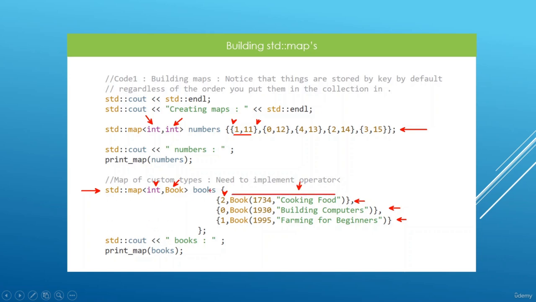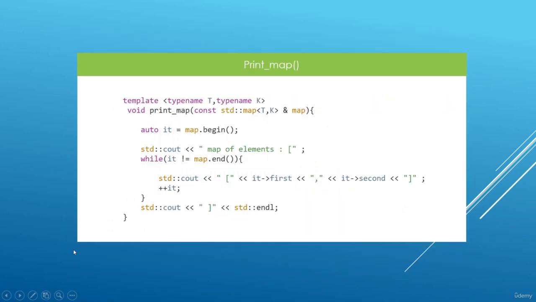Once we have this map called books set up, we can print it out, and this is going to work just fine. Now, let's take a closer look at our print map function. We are going to modify it a little bit to take two template parameters, because std::map needs two template arguments, one for the key and another for the value here.